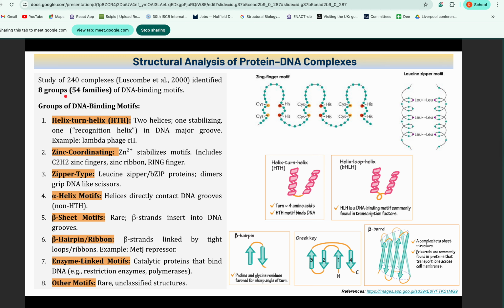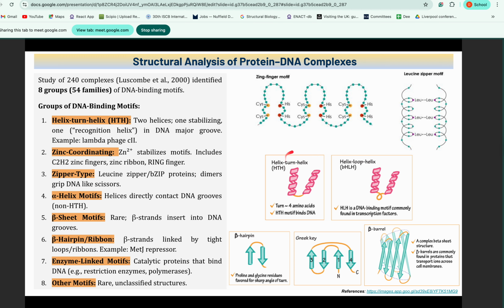And there are 8 groups in which these 240 complexes were classified. The first is helix-turn-helix. These are the motifs: one helix, then a turn, and then it is joined to another helix. This kind of motif is referred to as helix-turn-helix. In these, two helices are present. The plural of helix is helices. One is responsible for stabilizing and the other one is the recognition helix. So in this motif, one of the helices will identify the region in the DNA.